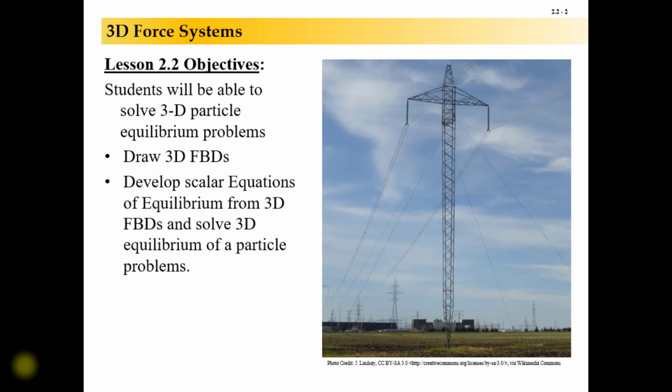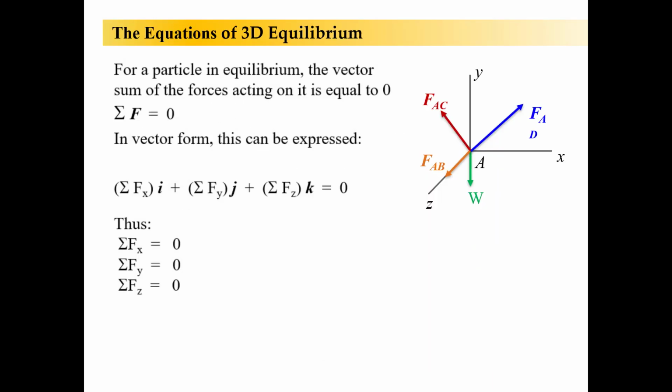We convert all of our vectors into Cartesian vector form with i's and j's and k's, and then build our equations there. And at the very end, we'll develop scalar equations of equilibrium and solve the problem the old-fashioned way. When a particle is in equilibrium, the vector sum of all forces on it must be equal to 0. And that's the same as it was for 2D. But here we're going to expand on this into the 3D concept.